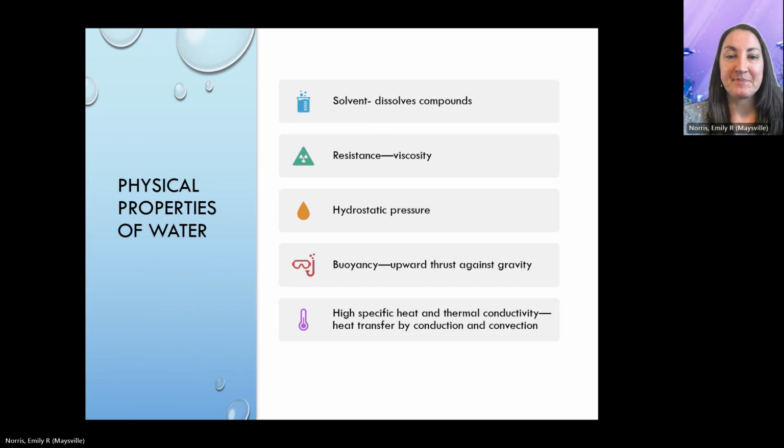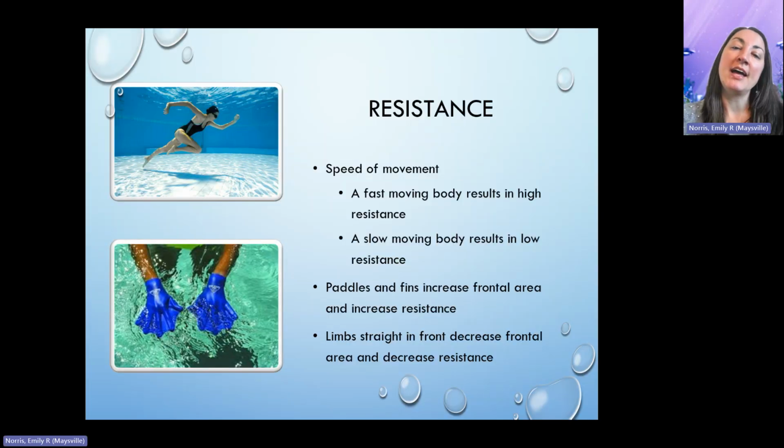All right. So resistance, that is determined by the speed of movement. So the good thing about water, if you're using, let's say, weights on the land, then you're only getting resistance in the direction that's going against gravity. With water, you're getting resistance in all directions, which is such a benefit because you can do very functional and dynamic movements and get resistance in all directions.